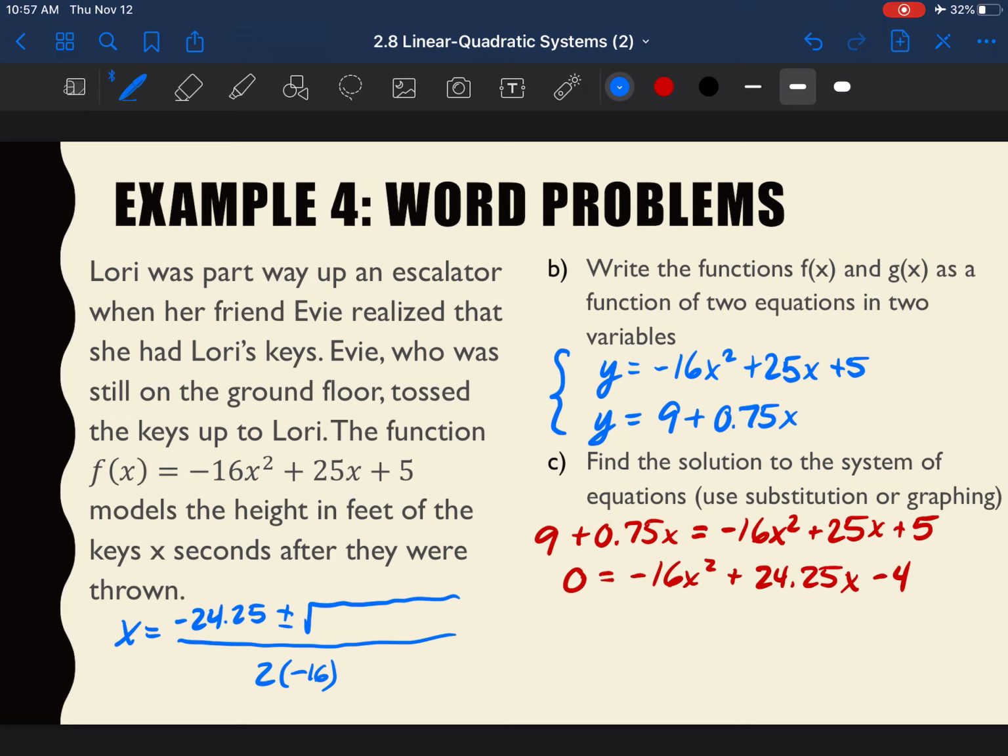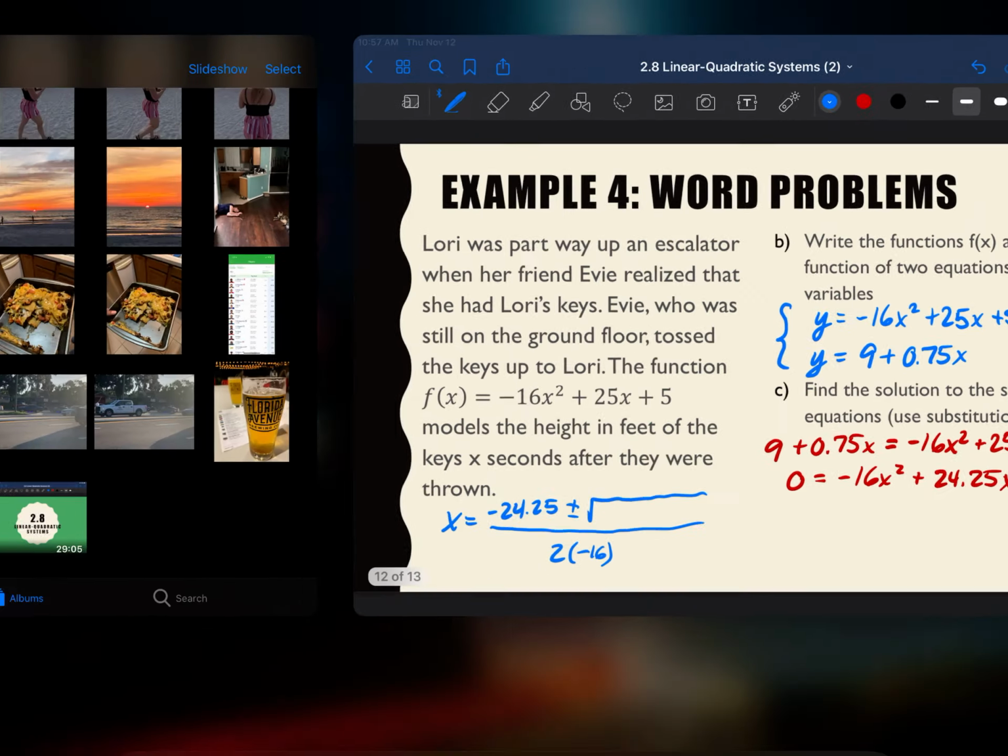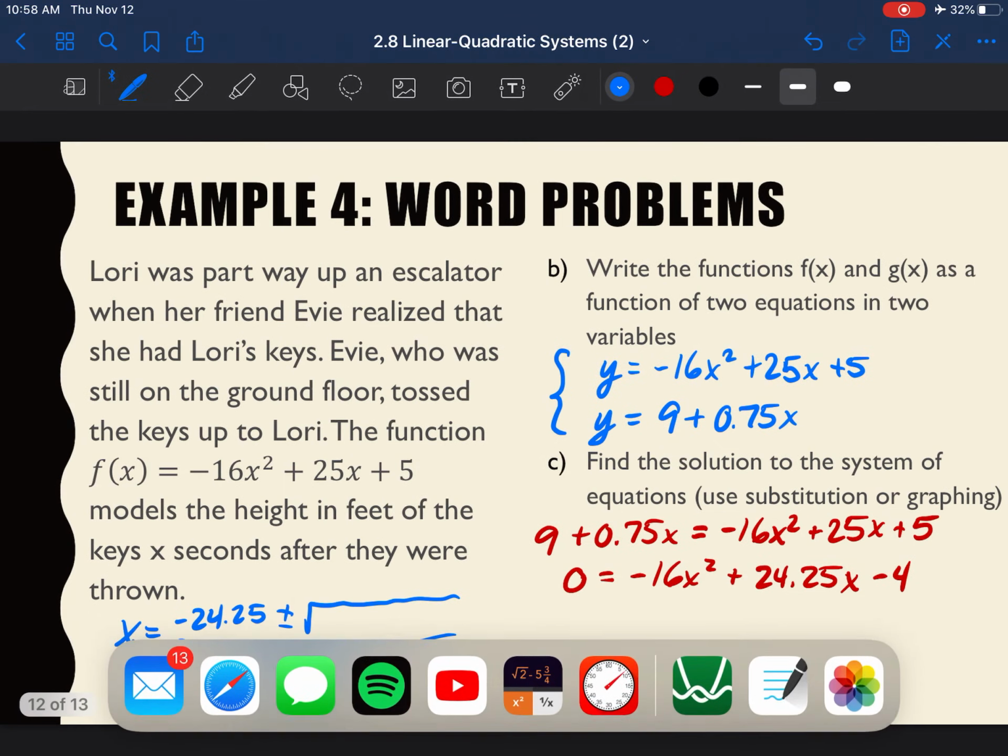Or what you can do is graph this. So you would go on your graphing calculator, type both equations in, and then use that intersection feature that I showed you. If you don't remember how to do it, there are plenty of YouTube videos you can search for how to find the intersection of graphs on a TI-84 or whatever calculator you have. I went ahead and did these on Desmos, so I'm going to do that.